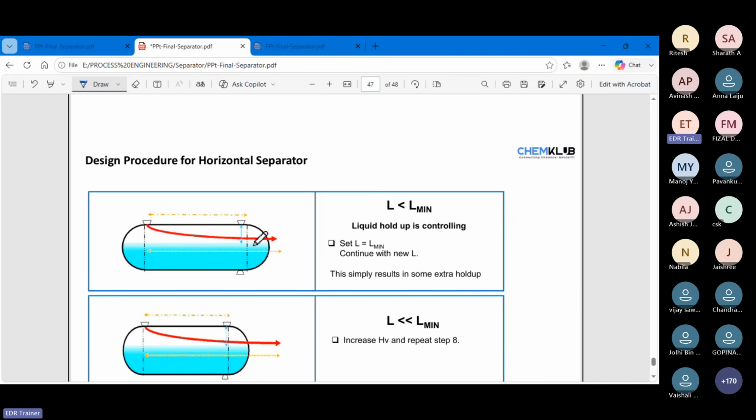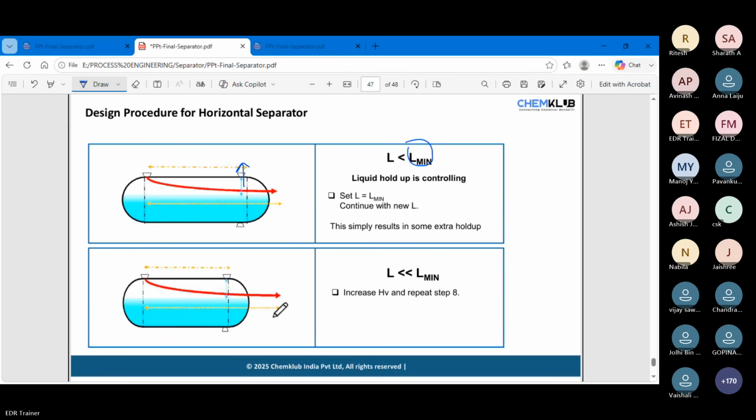This case is not acceptable, right? Effective length, which is higher than the selected length, is not acceptable, right? There may be a chance of the mist or vapor being carried over by the liquid. Okay, same. This is the second step.